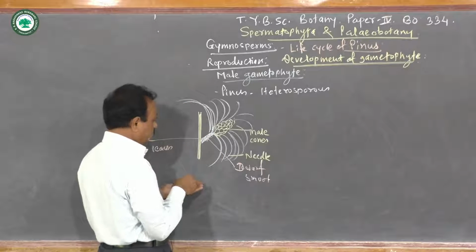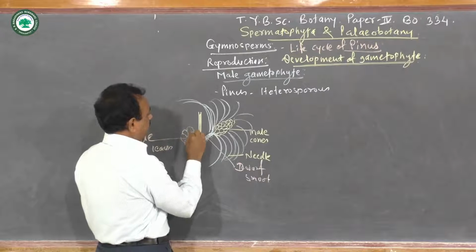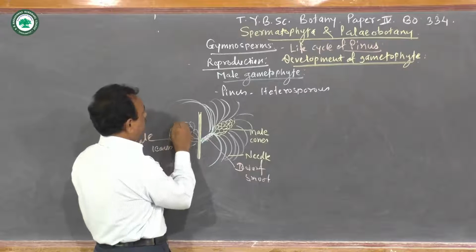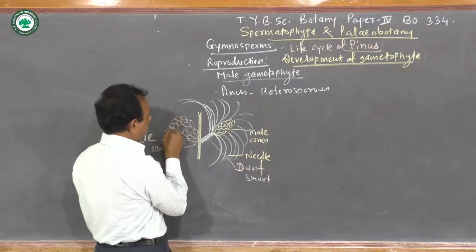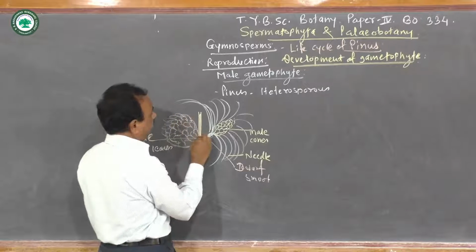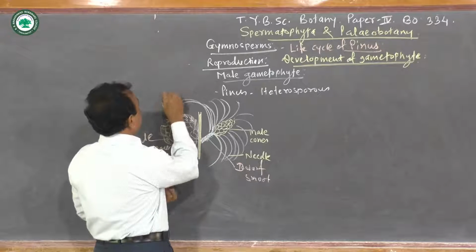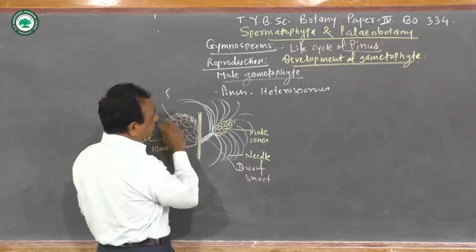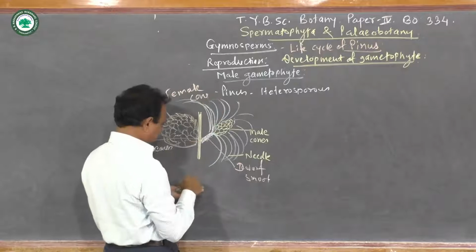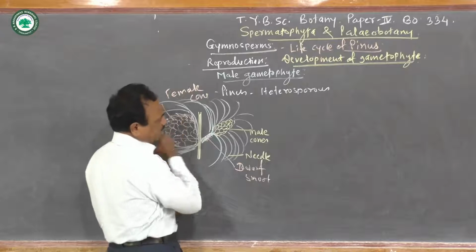Opposite to it, on the main shoot, the female cone is produced, and this female cone is hard, woody and stony in nature, and it shows the presence of a wavy outline. So here this is the female cone. It is also covered by many needles.